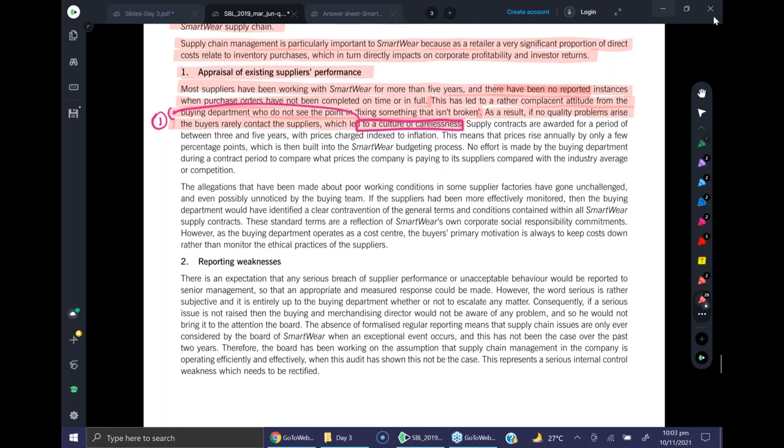It says that supply contracts are awarded for a period between 3 and 5 years with prices charged indexed to inflation. This means that prices rise annually by only a few percentage points, which is then built into Smartware's budgeting process. No effort is made by the buying department during the contract period to compare what prices the company is paying to its suppliers with the industry average or competition. So overall, the culture of carelessness in this paragraph is very much highlighted. Not comparing the prices, not finding out if there are any problems with the supplier.